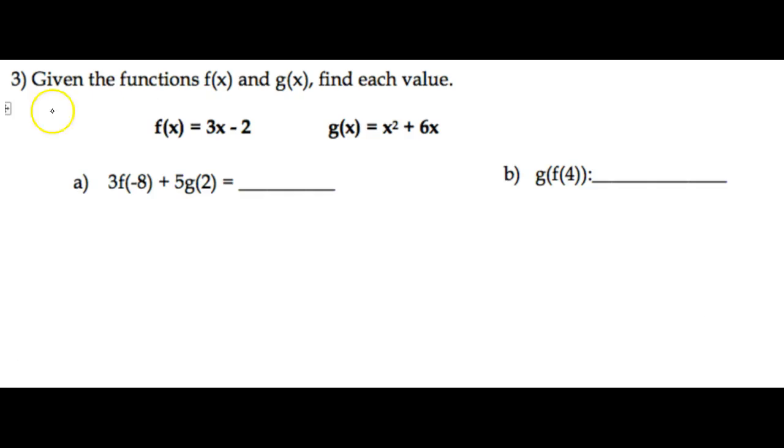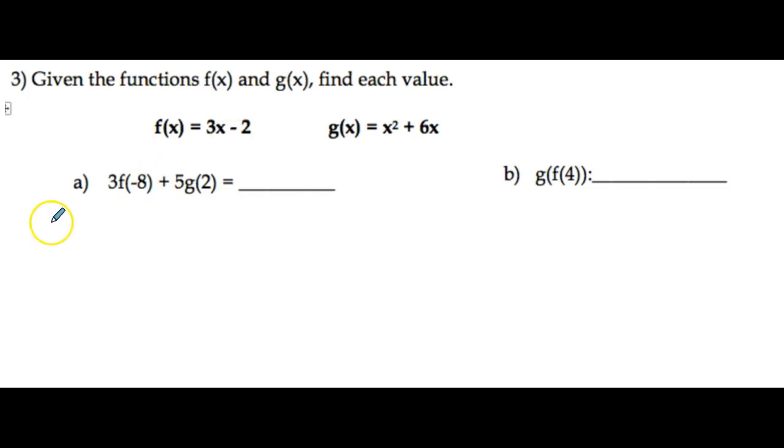So in number 3, we're given these functions, f of x and g of x. So f of x equals 3x minus 2. G of x equals x squared plus 6x. And then we're asked to solve these two problems. 3 times f of negative 8 plus 5 times g of 2. So we just have to break this into parts and take care of it. And then we'll be substituting in the negative 8 for the x here, and the 2 for the x's here, because this is g of x and this is f of x.